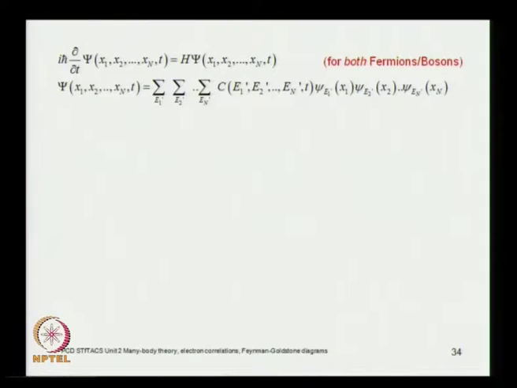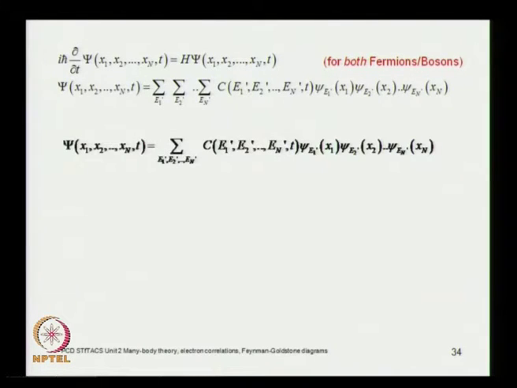Now, this is the most general description of an n particle state, be it a system of fermions or bosons. This part is common to both. So, you can write all of these multiple sigma notations as a single sigma notation, but the summation is over E1 prime, E2 prime all the way up to En prime. So, you must sum over all of them.